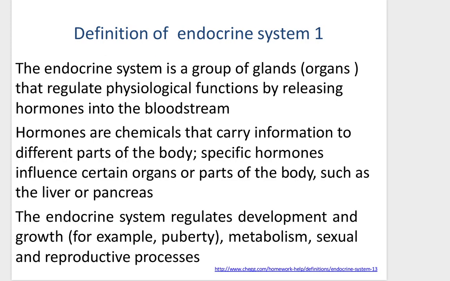Okay, let's start from the definition. The endocrine system is a group of glands or organs that regulate physiological functions by releasing hormones into the bloodstream. Hormones are chemicals that carry information to different parts of the body. Specific hormones influence certain organs or parts of the body, such as the liver or pancreas. The endocrine system regulates development and growth, for example puberty, metabolism, sexual and reproductive processes.